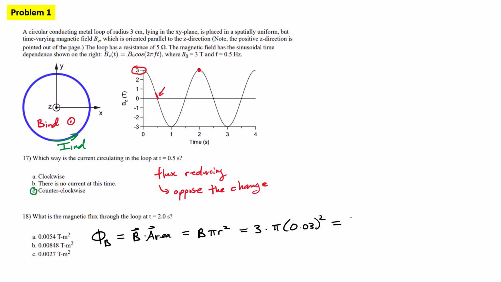You should get 8.48 multiplied by 10 to the minus 3. That should be in Tesla meters squared. All right, the correct answer for this one is choice B. All right, we've got 2 more questions related to this problem here. Let's go to the next page.